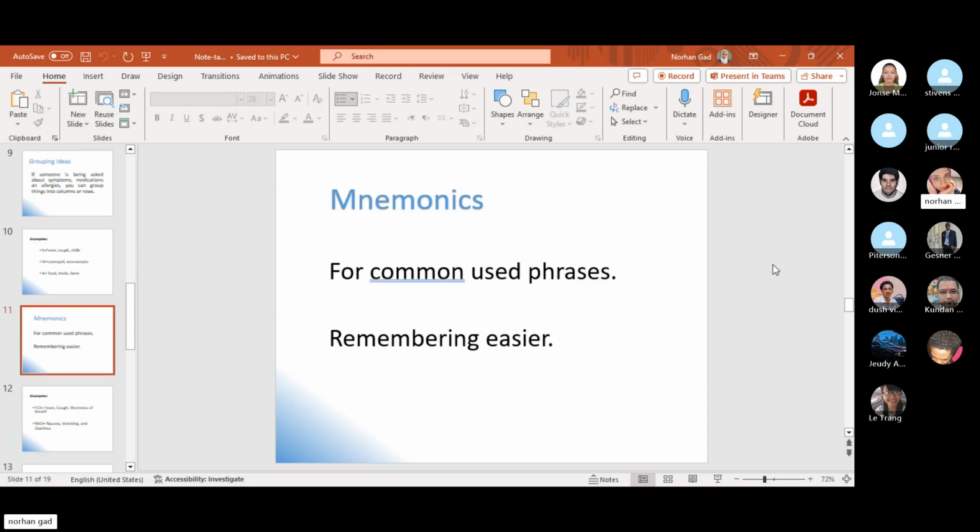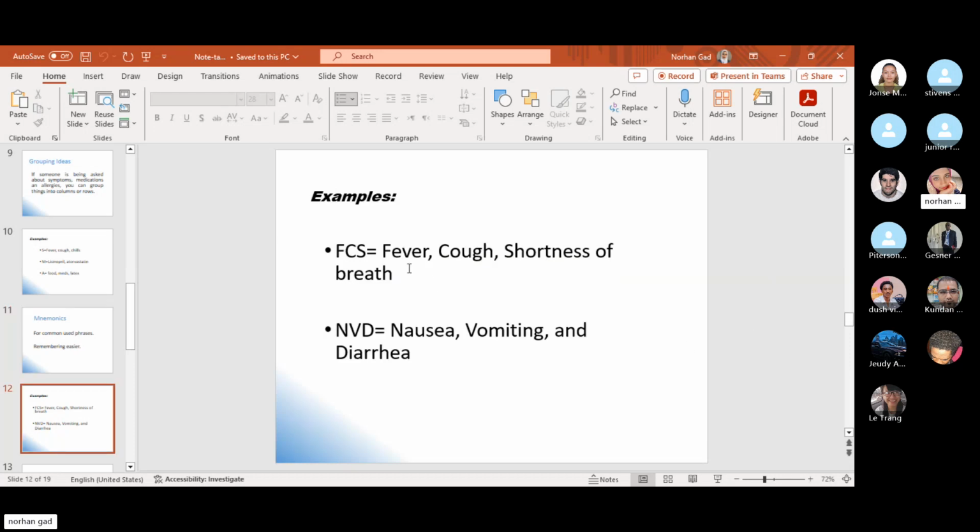The third method is mnemonics. Mnemonics, again, is more like the abbreviation, but it's used with a group of words that can be used together. Instead of writing fever, cough, and shortness of breath down in your notes, you can put it as an FCS.